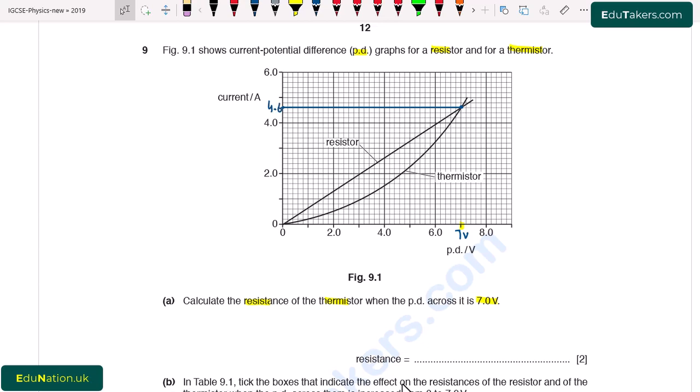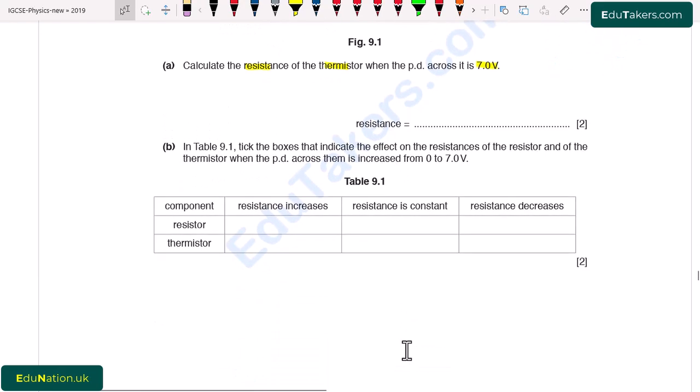ampere. So we have to find out resistance by using Ohm's law, that V is equal to IR. We can find out the value of resistance by dividing potential difference by current. The potential difference is 7.0 and the value of current here is 4.6 amperes, so the resistance comes to be 1.5 ohms. I write here the resistance of thermistor is equal to 1.5 ohms.